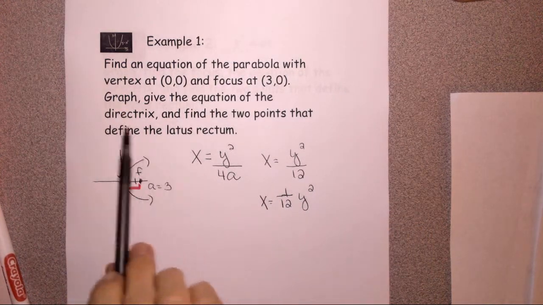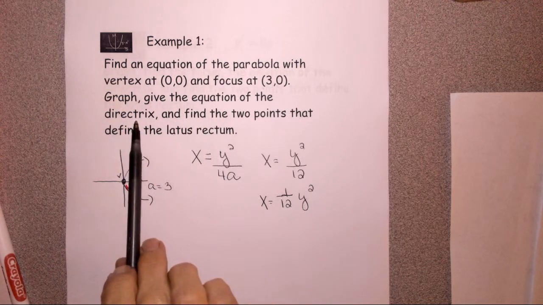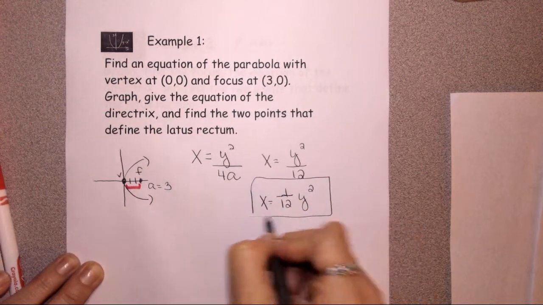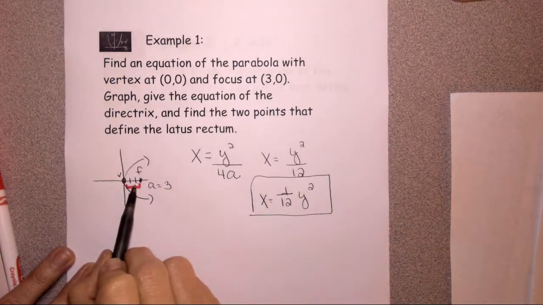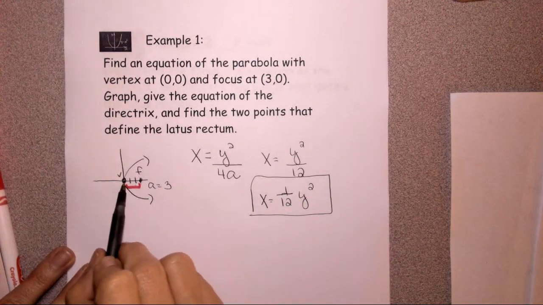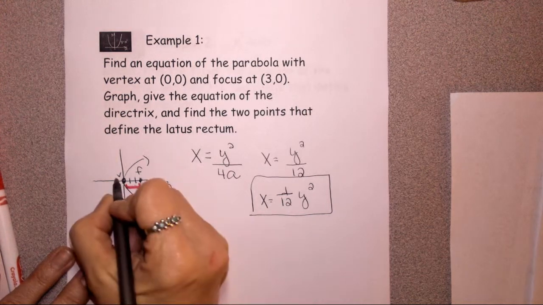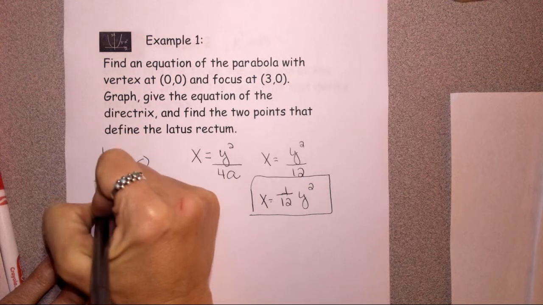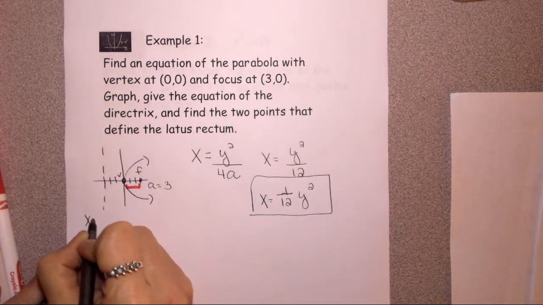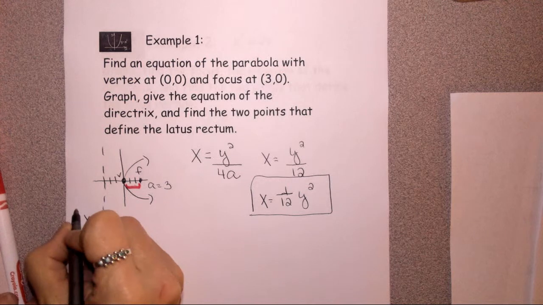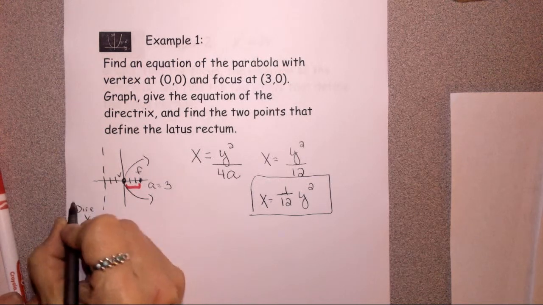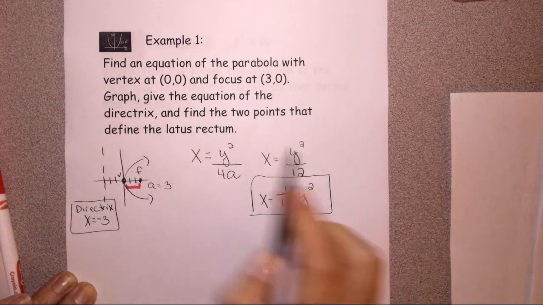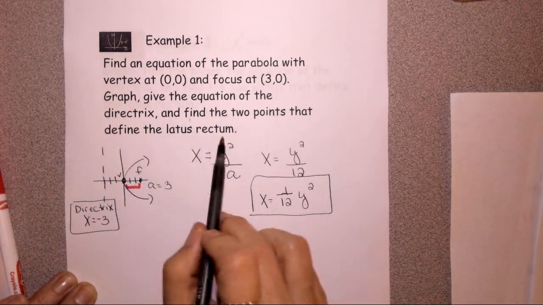They also wanted me to graph the directrix and write the equation. So this is the equation of the parabola. My directrix is going to be the exact same distance from the vertex. So if I went 3 right, I'm going to go the opposite direction, and I'm going to draw a line right through there. That's my directrix, and the equation of that line is x equals -3. So there's my directrix.